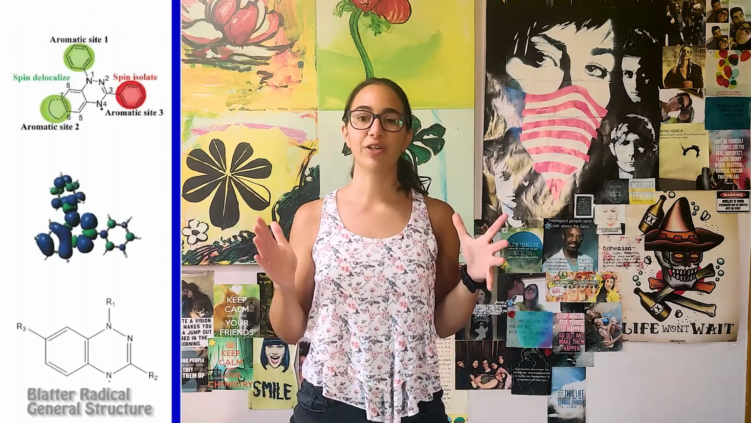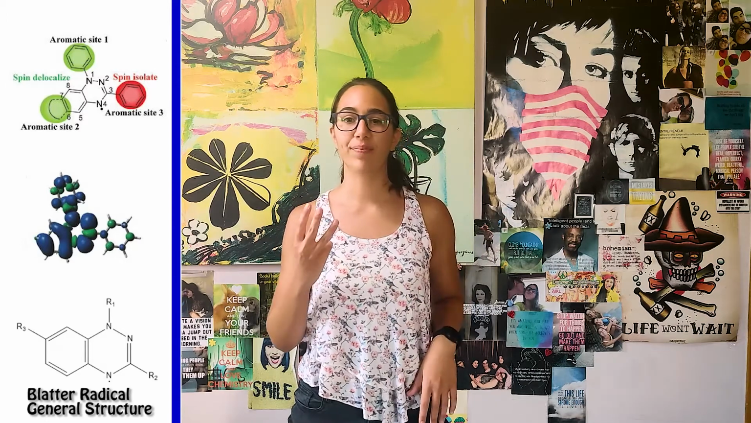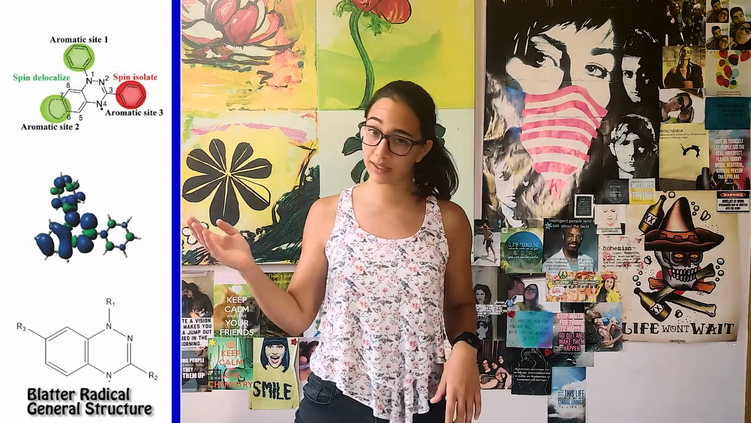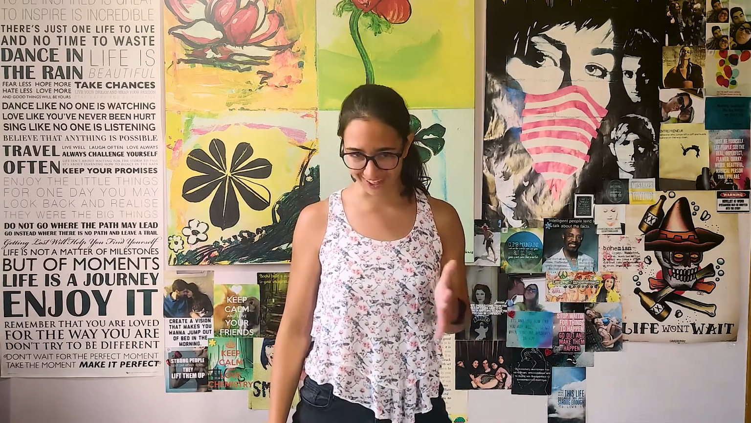My name is Georgia, and we are back on the second episode of the series on Blatter Radicals. Last time we talked about the three aromatic sites of the Blatter Radicals, their stabilities, and their basic electronic and magnetic properties. We talked about how useful these radicals can be and how stable they are compared to chloride radicals. Now, the time has come to answer other, more pressing questions, like how they're made and what their synthetic mechanisms are.